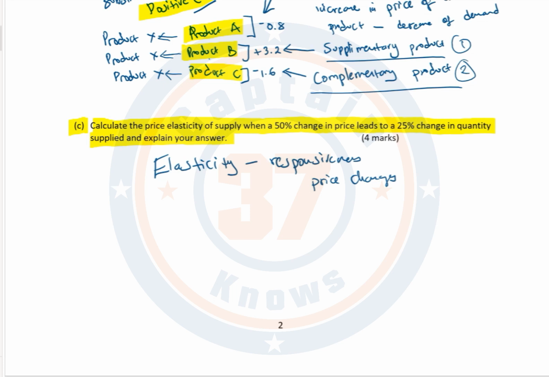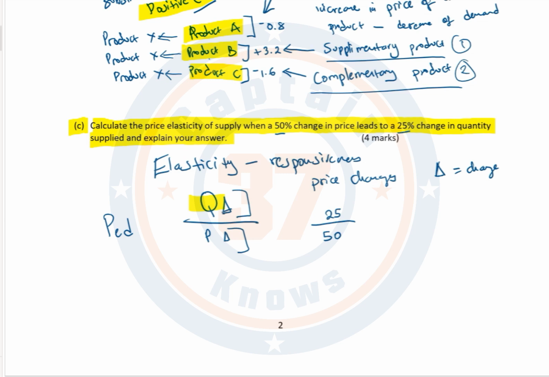The formula for calculating elasticity is change in quantity divided by change in price. This is not an A, this is a sign. This sign means change. So there's a change in quantity and there's a change in price. I shouldn't have written Q, it's supposed to be P. So price elasticity, the formula is the percentage change in quantity over the percentage change in price. And we've been told the percentage change in price is 50, while the percentage change in quantity is 25.